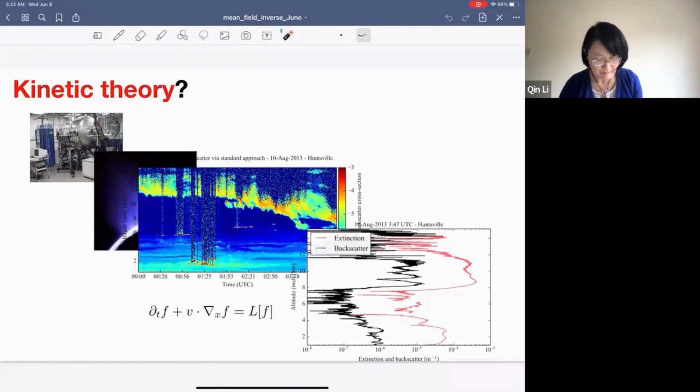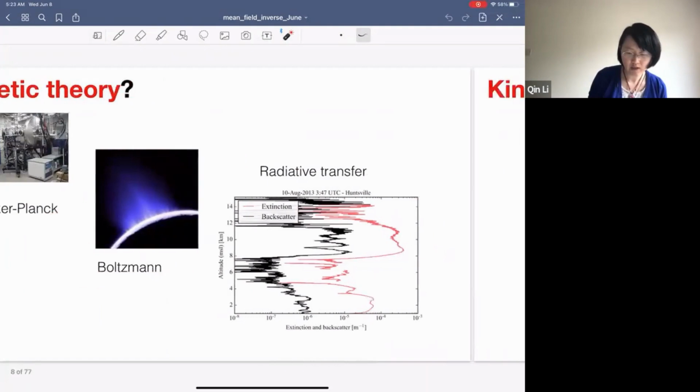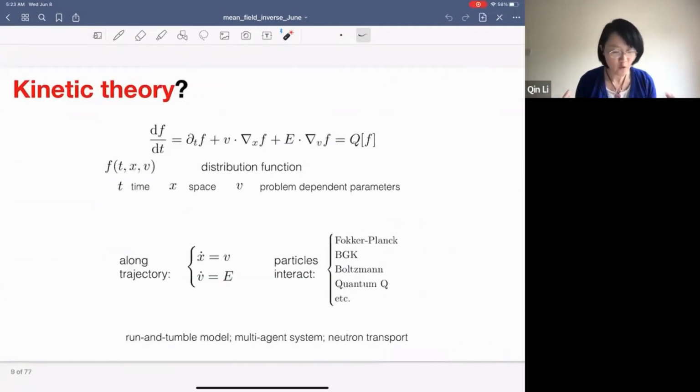So all these examples are just to demonstrate that there are many particle systems in our world. It's either the plasma particles or water vapor particles or the photon particles. They get described by different equations, Fokker-Planck or Boltzmann or radiative transfer. But nevertheless, the format of the equation is the same. And this format, we call it the kinetic equation.